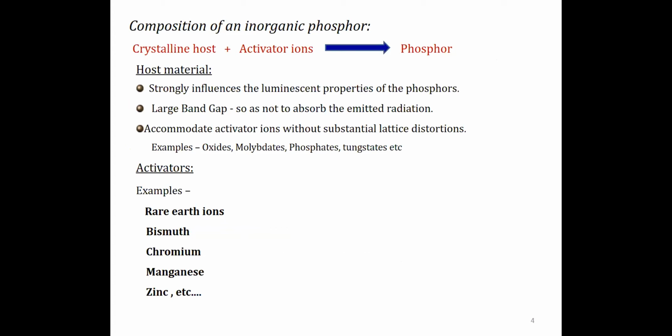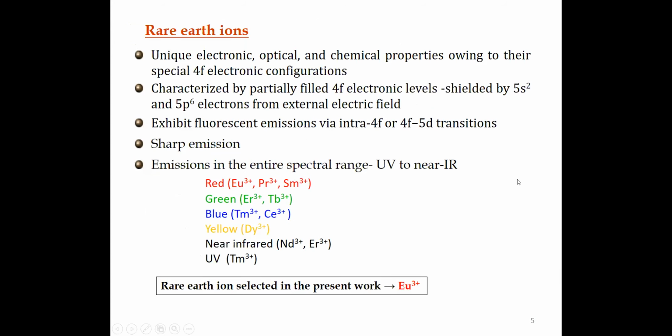Some examples of host materials include oxides, molybdates, phosphates, tungstates, etc. Examples of activator ions are rare earth ions, bismuth, chromium, etc. Among these, the rare earth ions are of special importance due to their special optical properties, since they have sharp emission. The 4f electronic levels of rare earth ions are well shielded by the outer 5s2 and 5p6 electrons. Therefore, they have sharp emission, and the rare earth ions also have emissions in the entire spectral range, from UV to near IR.